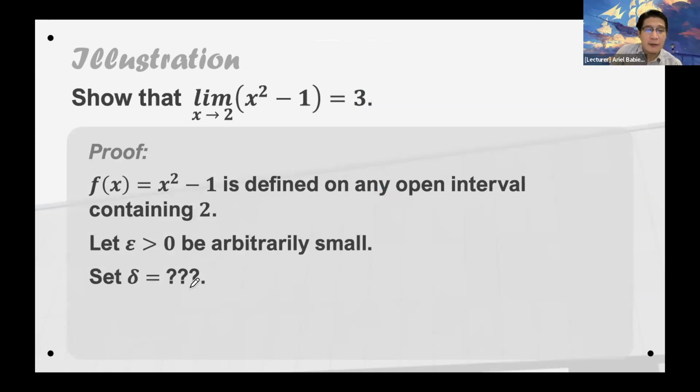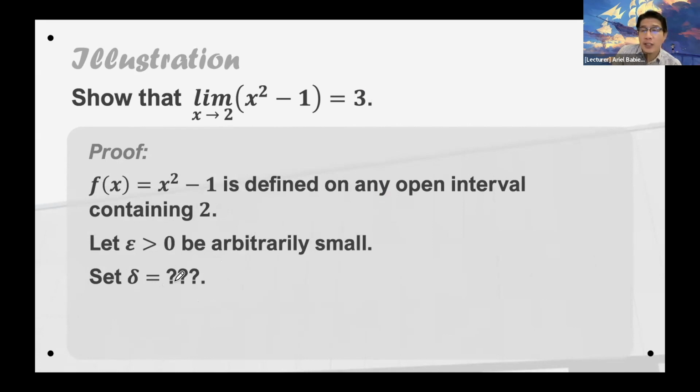Okay, dahil kasi for the quadratic function, it's a bit complicated. You look at the preliminaries. It's basically the same as what we did a while ago. The function is defined on any interval containing 2. Let epsilon be greater than 0. The question again is what is delta? Again, these are the first 2 steps dun sa ating summary kanina. And now the third step is to get a delta.